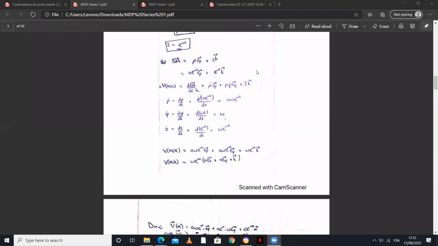I have a question. When we find the derivative of OM, the answer must be the vitesse, the one you're finding? Yes. C'est tout à fait ça. Exactement ça. All right.